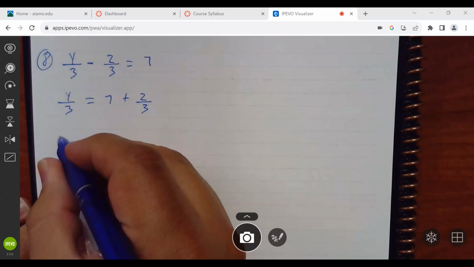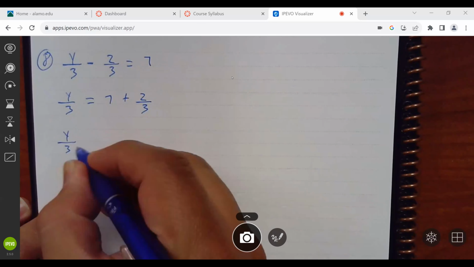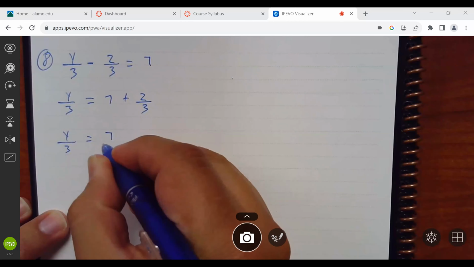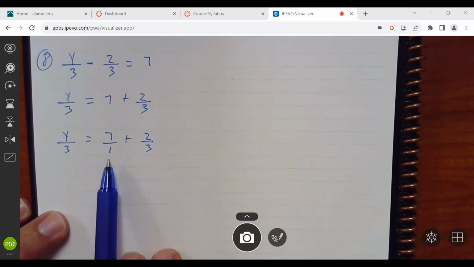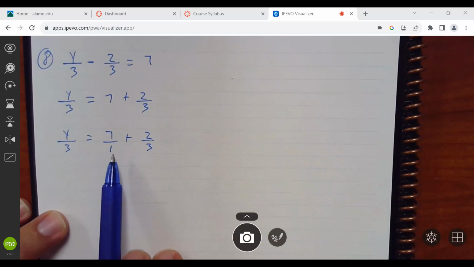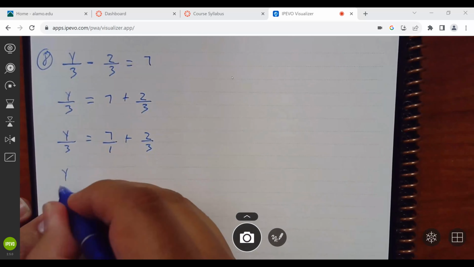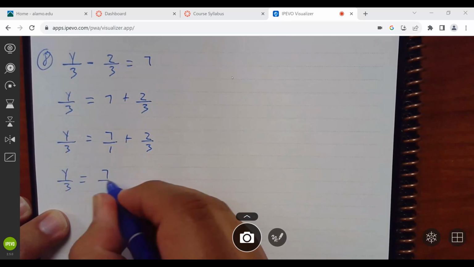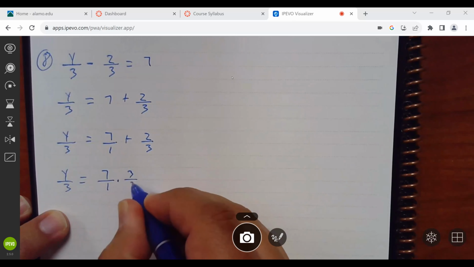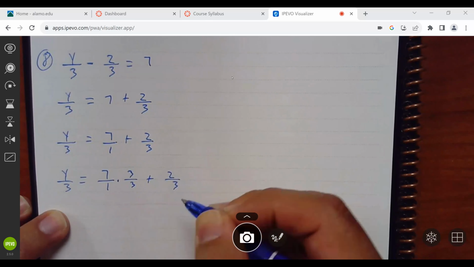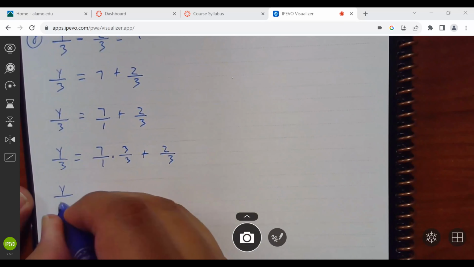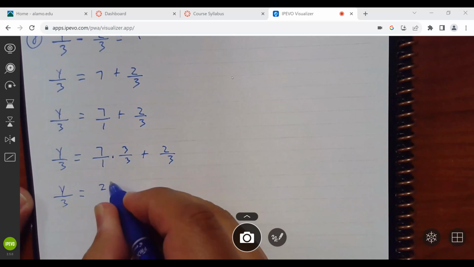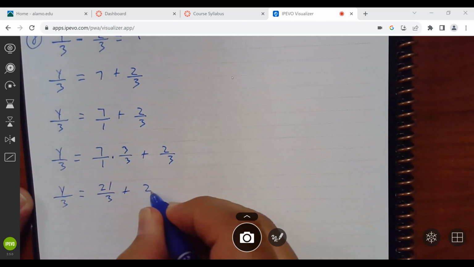7 plus, it's gonna be the same thing. 7 2/3. 7 over 1 plus 2 over 3. So what does this one need to be? It's a 3 on it, right? LCD is 3. So introduce, put yours in. That'd be 21 over 3 plus 2 over 3.